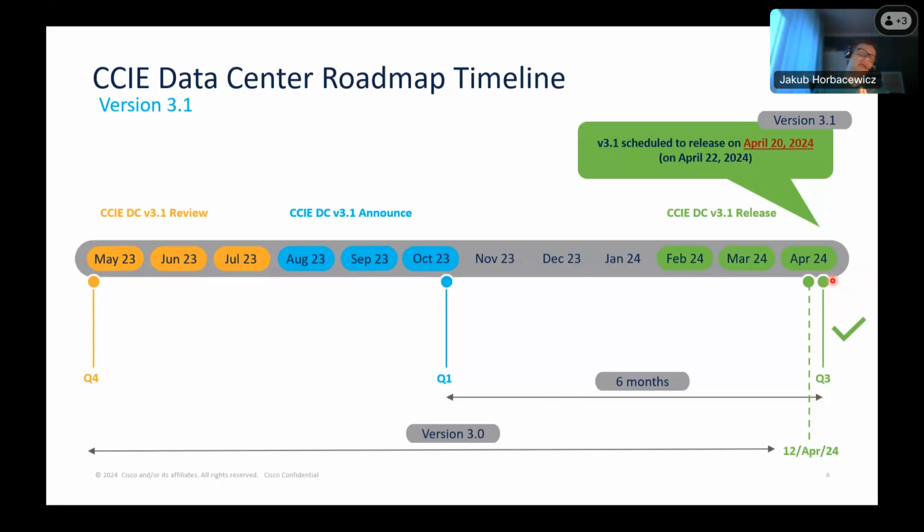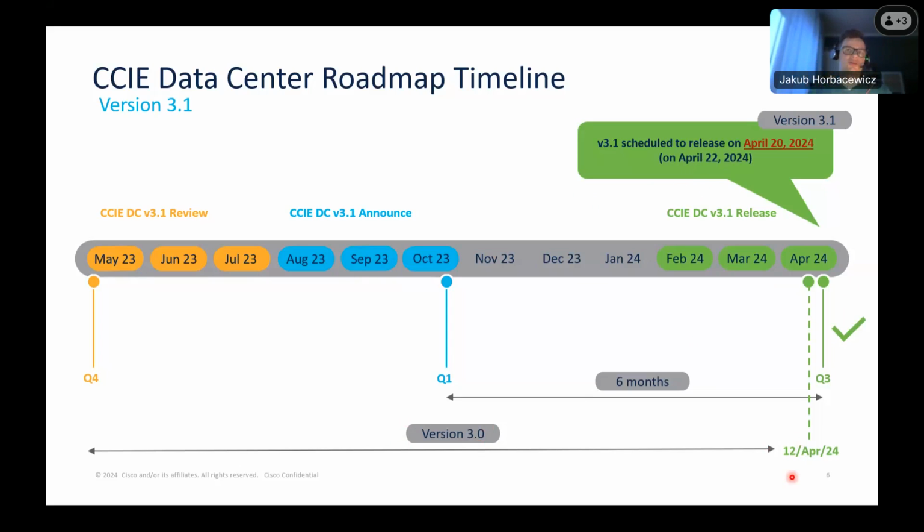Because April 20th is a Saturday and the testing centers are closed, we start testing candidates on this new version from Monday, so in reality from April 22nd. Another aspect I want to touch on is up until when candidates can take the current version, CCIE DC version 3.0. The answer is that version 3.0 is active all the way up until April 12th.